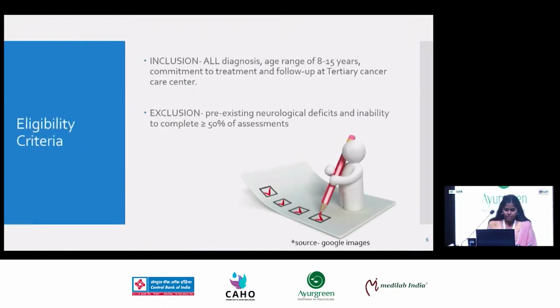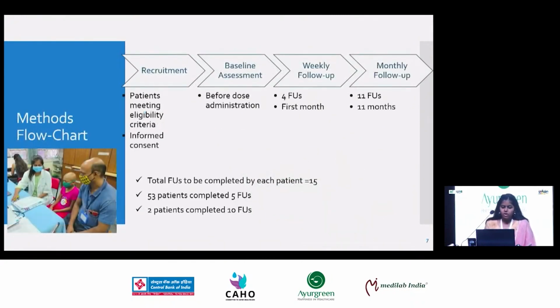So patients with ALL diagnosis, age range between 8 to 15 years, and committed to follow-up in the center were included in the study, and patients with any pre-existing neurological deficits or unable to complete more than 50% of follow-ups were excluded from the study.